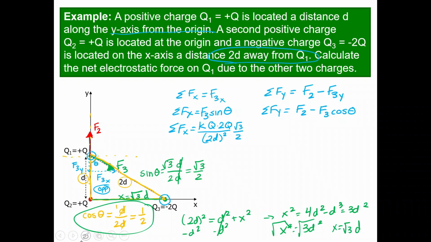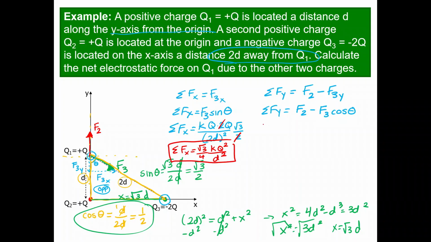So I can simplify this down a little bit. So the 2 and the 2 cancel right here. I can combine the q squared. So my net force in the x direction is going to be the square root of 3 over 4, because 2 squared in the denominator is 4. And then I'm going to have kq squared on top and d squared on the bottom. So that's my net force in the x direction.